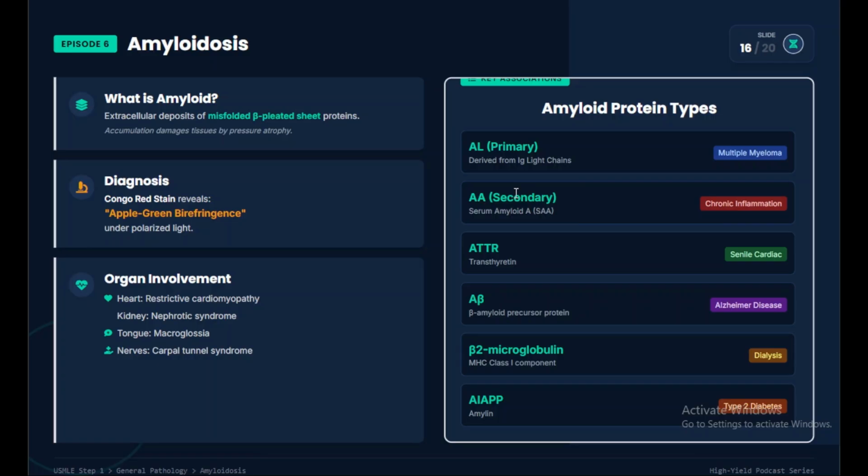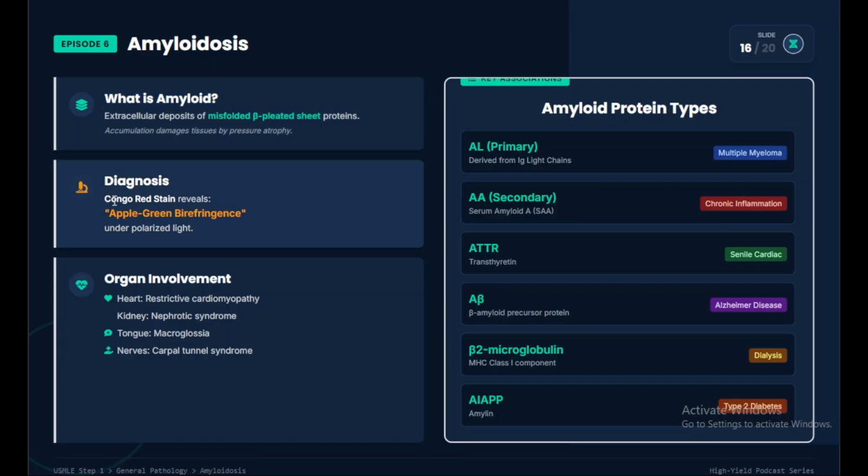Now, we have discussed the tumors and paraneoplastic syndrome, and let's switch gears to the protein misfolding disorder, specifically amyloidosis. Think of amyloidosis as a sticky misfolded protein that piles up outside the cell and causes tissue damage by pressure atrophy. So what is amyloid? It is an extracellular deposit of beta pleated sheet proteins, right? The mechanism of damage is simply crowding and disrupting the normal tissue architecture. Think like packing too many boxes into a room, and eventually the furniture and the walls get squished.